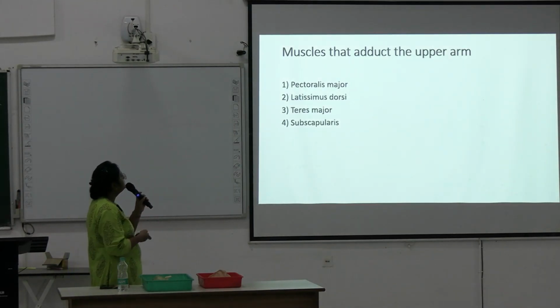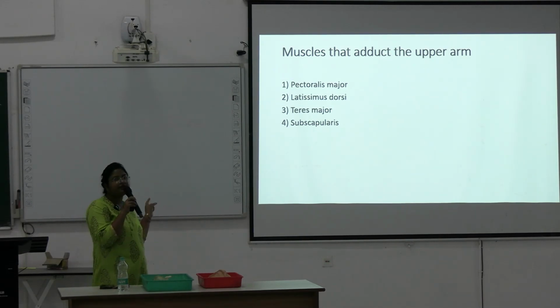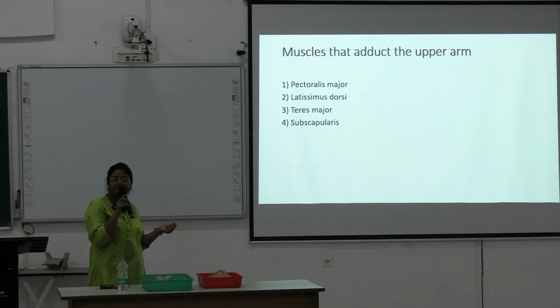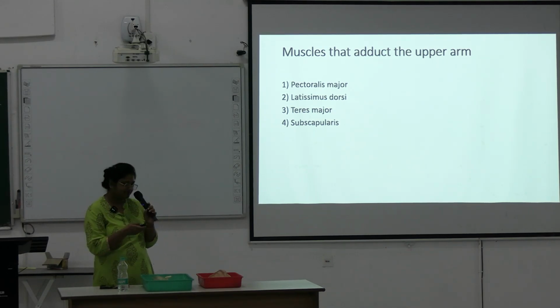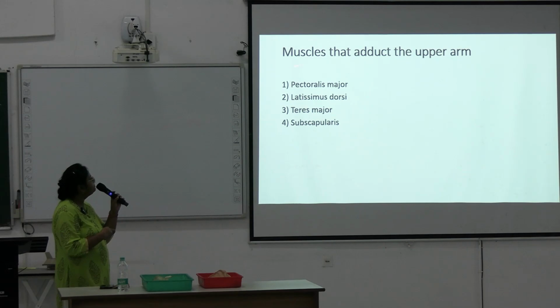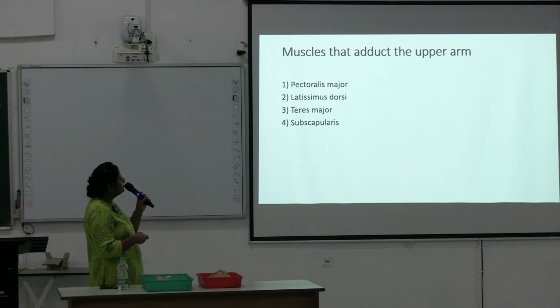Next we go to the muscles that adduct the upper arm. Those two were abductors of the shoulder joint, or abductors of the arm. Abduction means away from the body. Adduction means coming nearer to the midline. So these are helping in adduction: pectoralis major, latissimus dorsi, teres major, subscapularis. We have learnt their attachments.